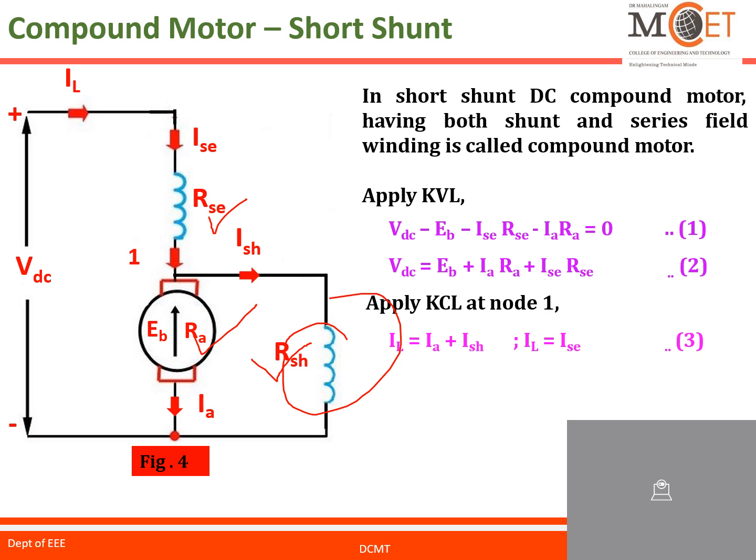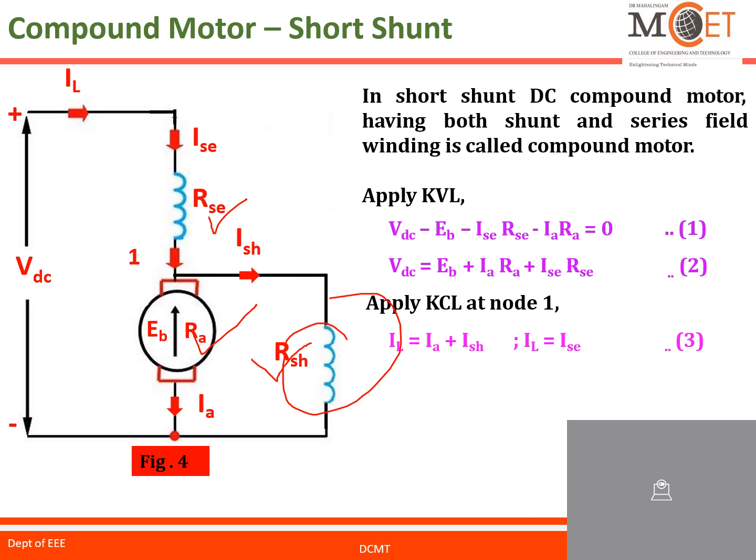Here the operating principle is very similar to the long shunt motor. The simple difference is only the electrical connection. In the previous case, the shunt field is parallel across both series field and armature. Here it is only across the armature. So depending on the application, you can use either long shunt or short shunt configuration in industries.